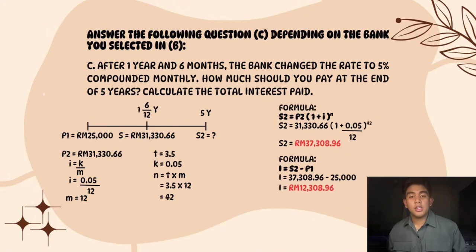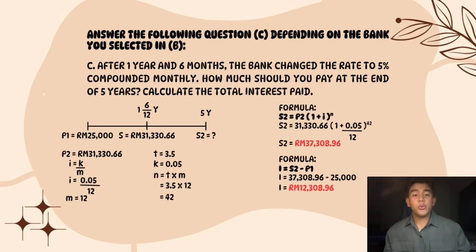Let's break this down into the compound interest formula, where P2 equals 31,330 ringgit 66 cent, the new principal, and I, the annual interest rate, equals 5% or 0.05. M equals 12 because the question says compounded monthly. T equals 3.5 years, which is the remaining time. For N, we use T times M equals 3.5 times 12, and we get 42 months.